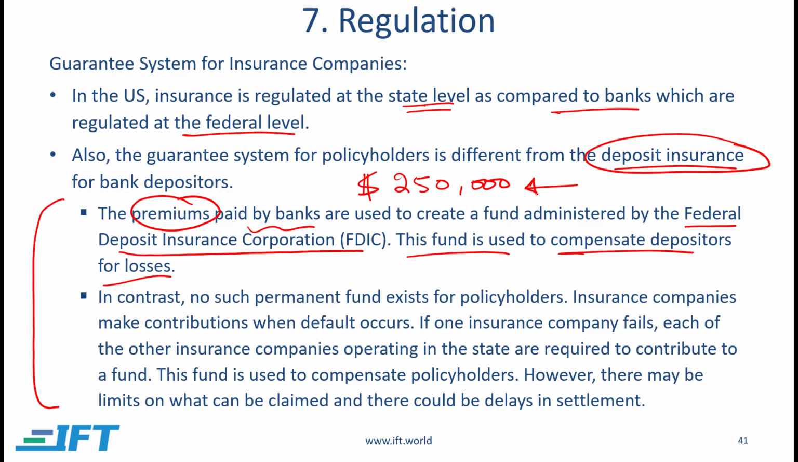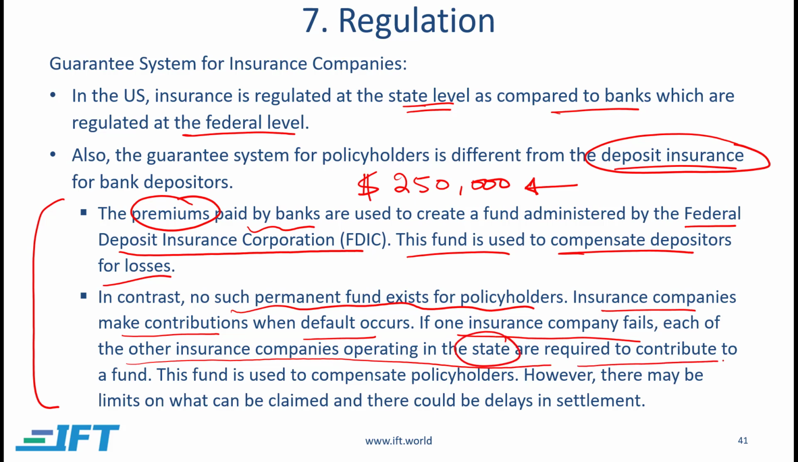With insurance companies, it's a little bit different. So there is no such permanent fund that exists. Insurance companies only make contributions when one of them goes down, right? So they all do make contributions, but only when one of them goes down. So if an insurance company fails, then what will happen is that the other insurance companies operating in the state, only in that specific state, will be required to contribute to a fund, and this fund will be used to compensate the policyholders.